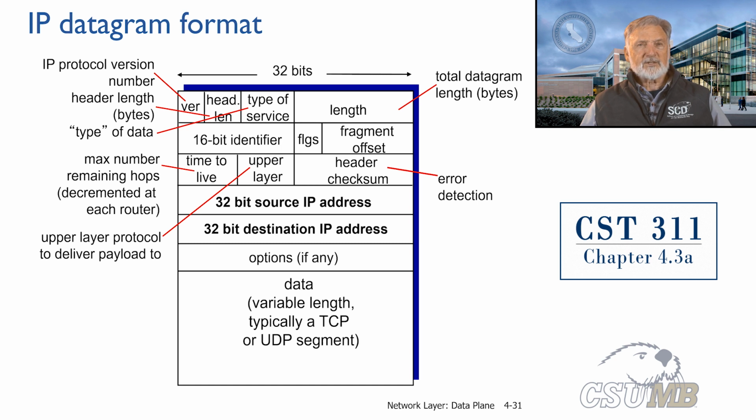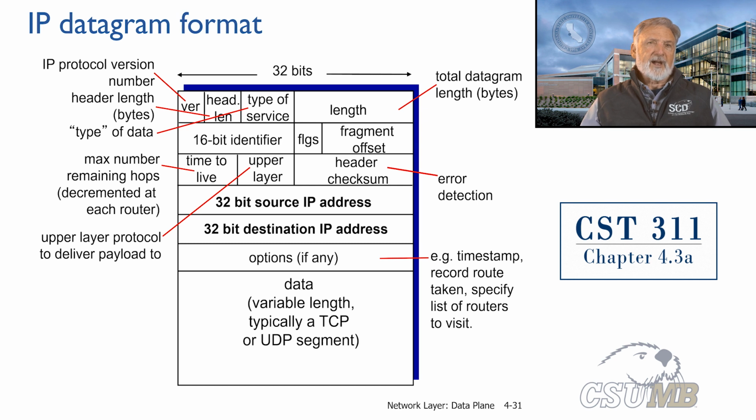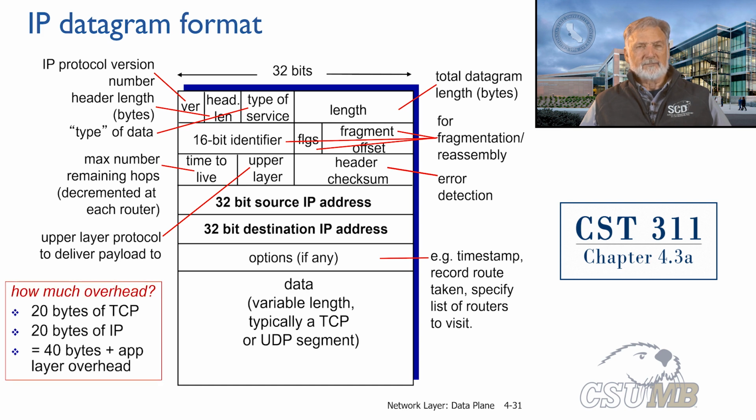Both the source and destination addresses are 32 bits long. This allows for approximately 4.3 billion unique addresses. The options field is used for testing, debugging, and very limited security. It is used infrequently. The last field of the IP packet includes the useful application payload data plus the upper layer headers. We will talk about the ID field and the two other fields, the flags and offset fields, in the following two slides. How much of this header is overhead?